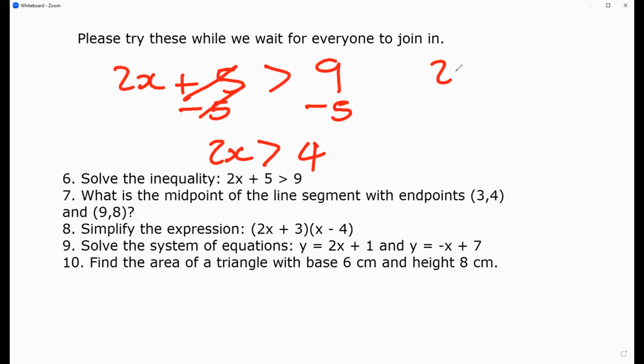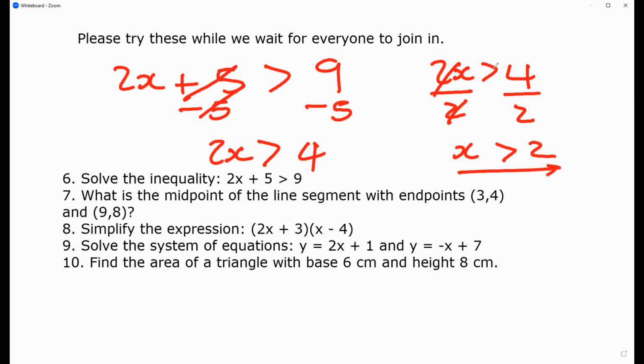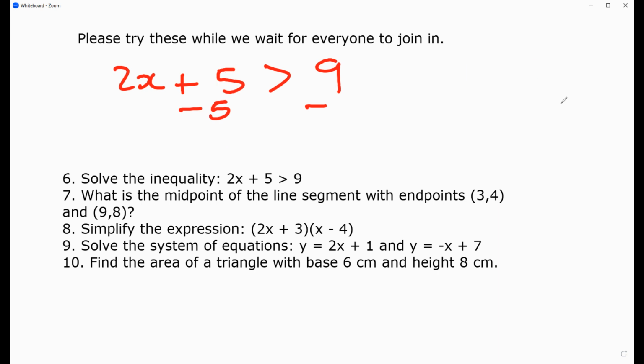And now with 2x greater than 4, I can divide both sides by 2. And so x will be greater than 2. Still don't have to move the sign into its opposite, so it stays the same, and the answer is x is greater than 2.